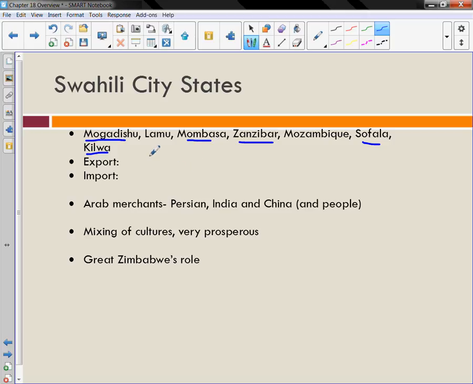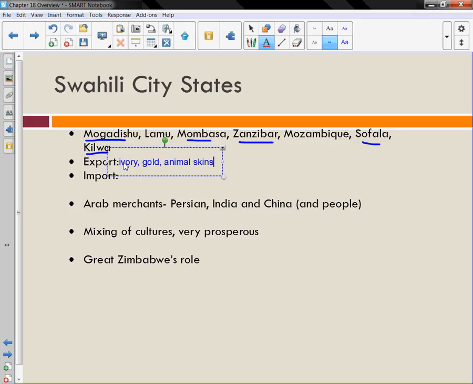These cities were extremely wealthy and extremely important in trade because of the different materials that they had to export. They were exporting things like ivory, gold, and animal skins, such as zebra or hippo, kind of exotic animals. There was a very large trade of those in the Indian Ocean Basin.